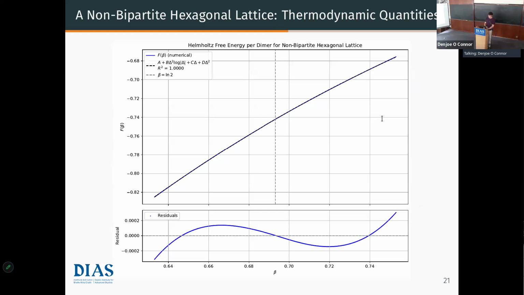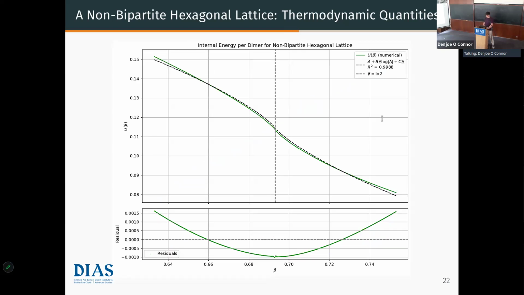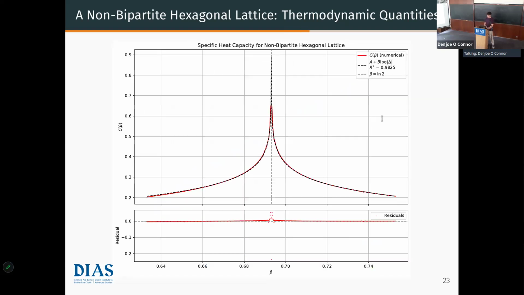So the Helmholtz free energy is again nothing overly interesting going on. I fitted it to a logarithm, the following fit, and I'll explain in a second why I've done that. Delta here in the fit parameters corresponds to beta minus beta C, I should just mention. Okay. And then same for the internal energy per diameter, there's no divergence or anything there, but when we look at the specific heat capacity here, we observe a logarithmic divergence, which is also symmetric about the critical point.